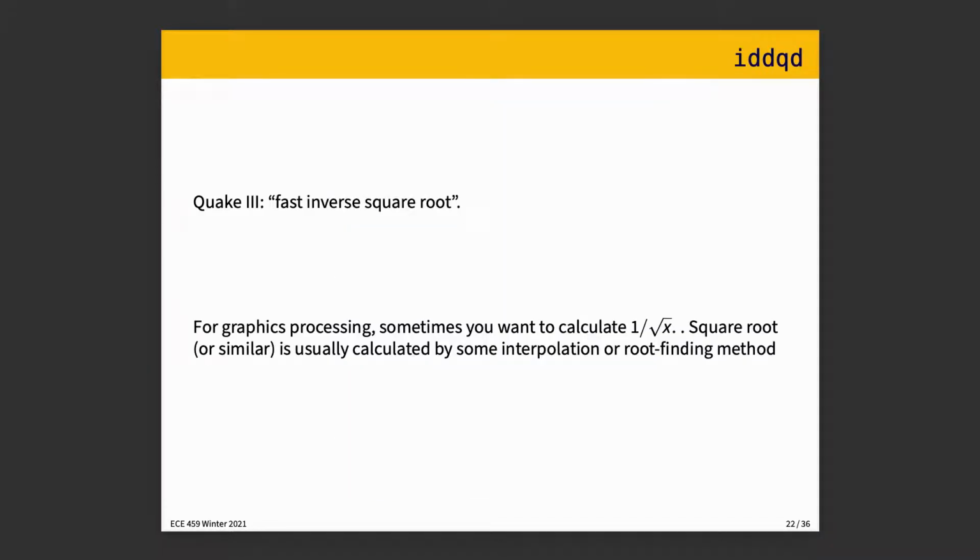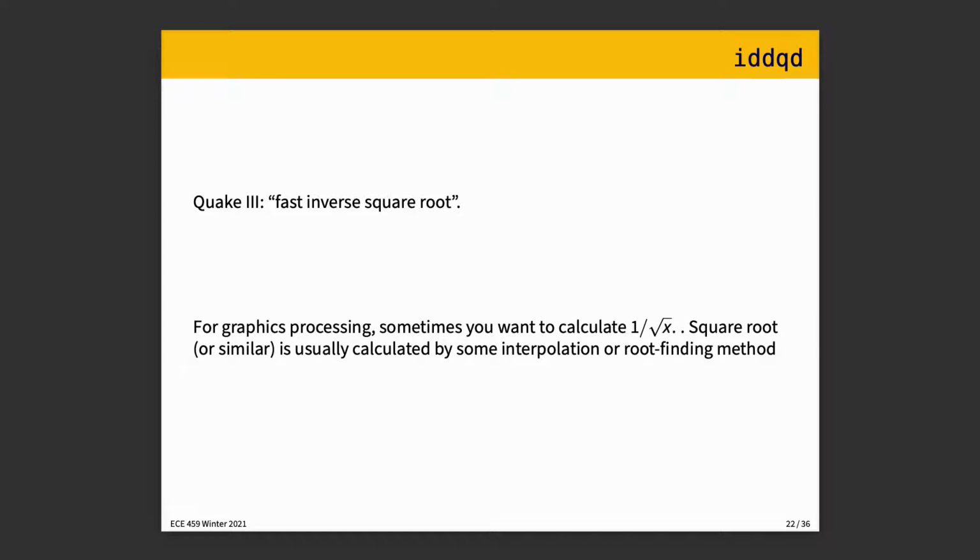Okay. Perhaps my favorite example of trading some accuracy for time comes from the source code of Quake 3, in that there is a function, the fast inverse square root. And without boring you with the graphics details, for graphics processing, sometimes you want to calculate 1 over square root of x. This is used for calculating lighting and reflections because you need to normalize some vectors.